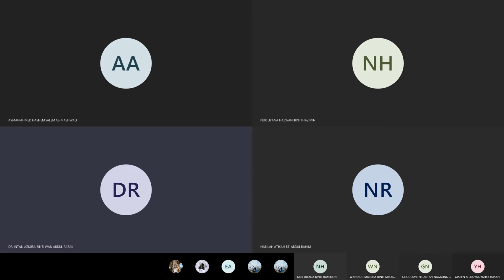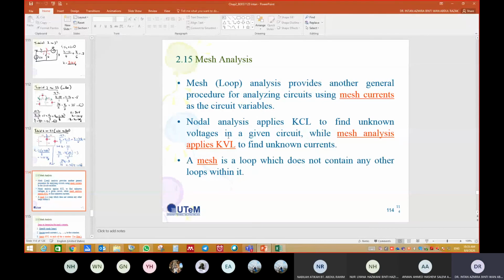as the circuit variable. Nodal analysis applies KCL to find unknown voltages, while mesh analysis applies KVL to find unknown currents. Okay, so this is the difference between nodal analysis and mesh analysis. Nodal applies KCL to find unknown voltage. Mesh uses KVL to find unknown currents.